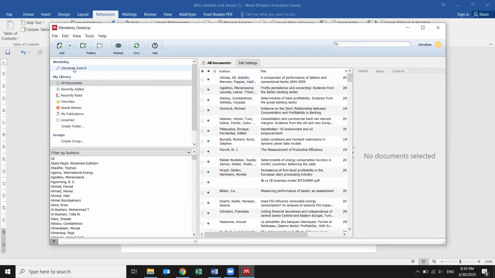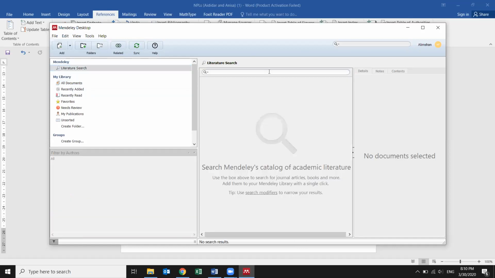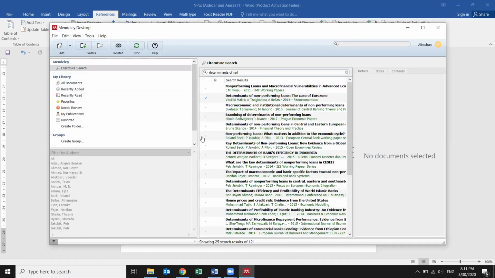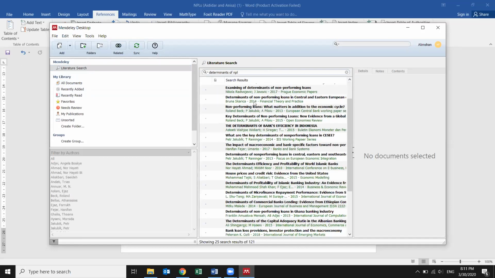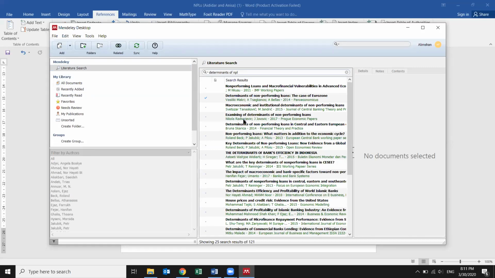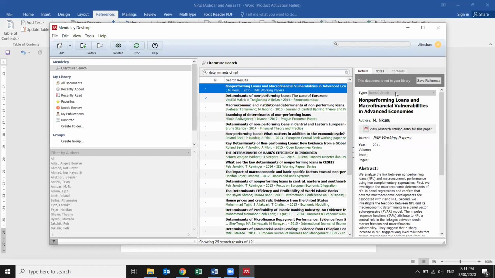Here, literature search. I go here, I type determinants of NPL. Here are all the articles that are related to non-performing loans. You can select the first one, save the references, and it will be in the database that you created for yourself.